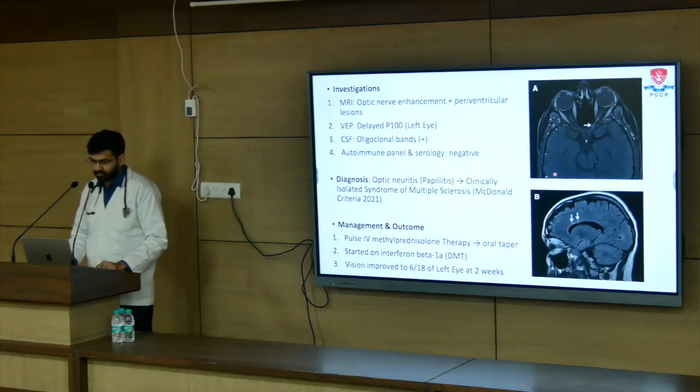On further investigation, MRI was done, which was suggestive of optic nerve enhancement with periventricular lesions. VEP was done, which was suggestive of P100 delay from the left eye. CSF oligoclonal bands were present. Autoimmune panel and serology were negative. So the diagnosis was optic neuritis secondary to clinically isolated syndrome of multiple sclerosis.